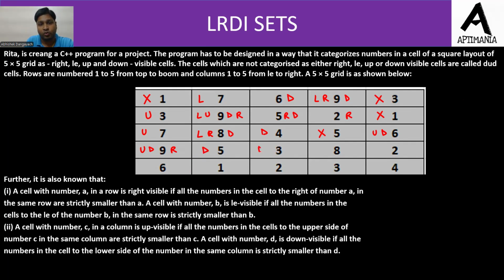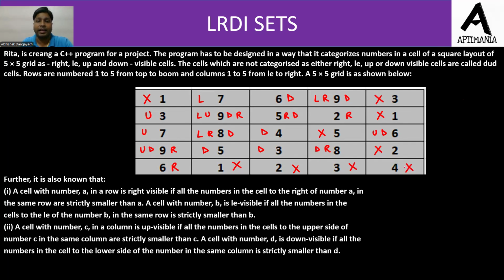3 is down visible only. 8 is down visible. It is not up visible. It is not left visible. It is definitely right visible. 2, none of the visibilities. Now this 6 is right visible. This 1 is none of the visibility. 2, again none. 3, I think none. And then we have 4, again none.